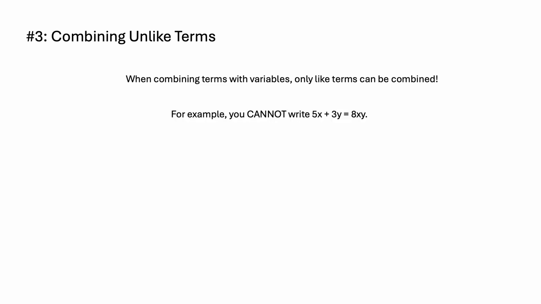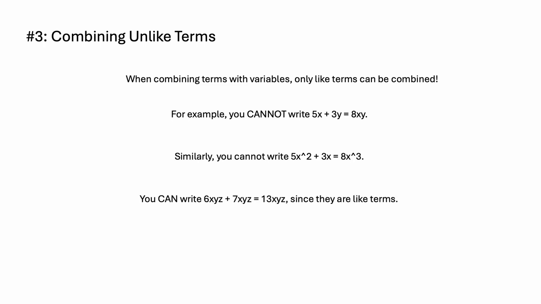And mistake number 3 is combining unlike terms. So remember, only like terms can be added together. So for example, you cannot write 5x plus 3y equals 8xy, because x and y are different variables, so you cannot combine them simply like this. And similarly, you cannot write 5x squared plus 3x equals 8x cubed, because x squared and x are different, although they're both x. But you can write something like 6xyz plus 7xyz equals 13xyz, because the xyz here and xyz here are the same.